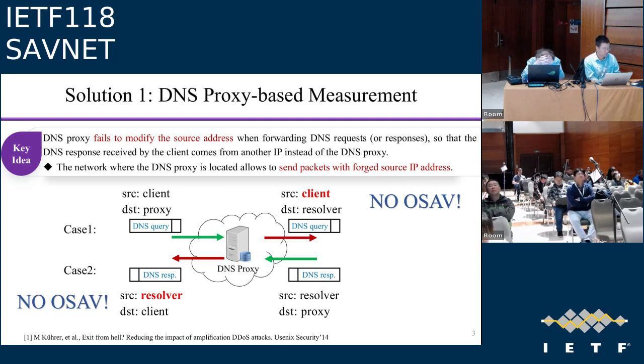But it will not change the source IP. So if the DNS query can be forwarded successfully, we can know that no outbound SAV is deployed in the target network. The second case is about DNS response. The DNS proxy receives the DNS response and forwards it without changing its source IP, keeping the source IP as the resolver's address. So we can also know that no OSAV is deployed in the target network.